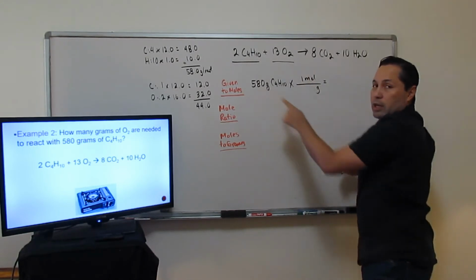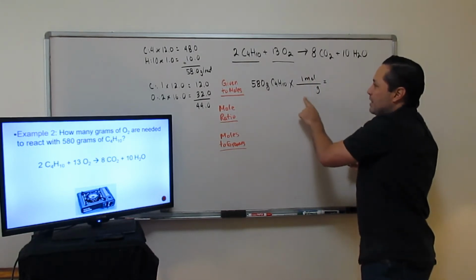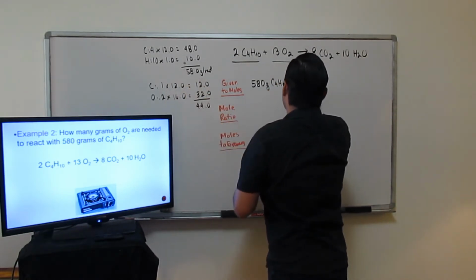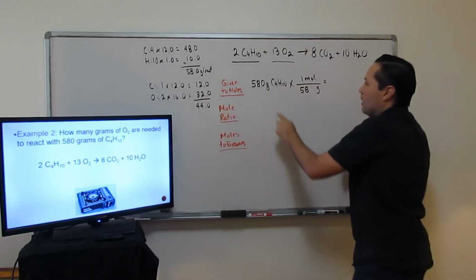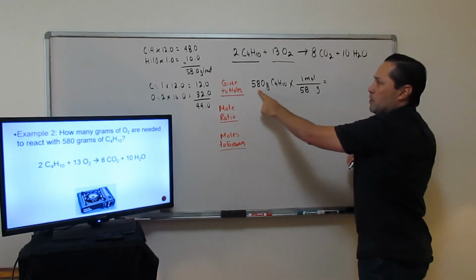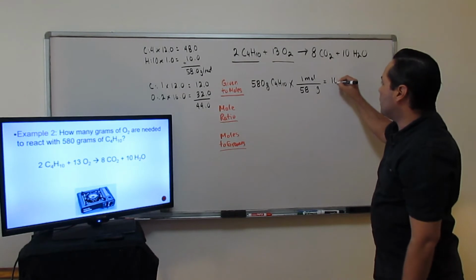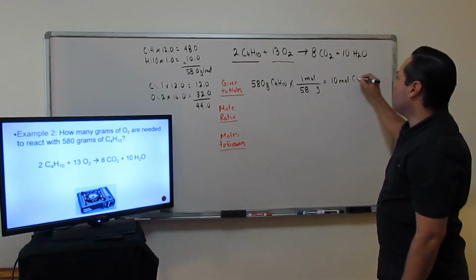First step is you've got to switch the given to moles. I need the molar mass of butane. I had it in the previous problem. Here it is. It is 58 grams. So I'm going to multiply 580 times 1 divided by 58 grams. And that's going to give me 10 moles of butane.